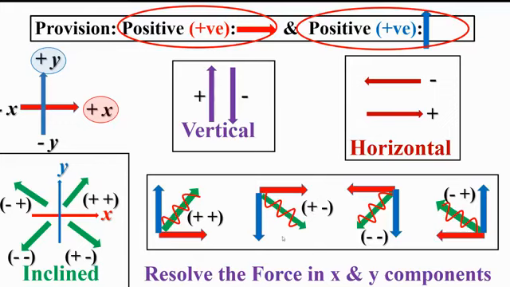Third quadrant, this is inclined this side. It will have an x component towards left and a y component towards down. So both signs will be negative. And finally, the fourth quadrant, the x component will be towards left and the y component towards up. So it will be minus and plus.